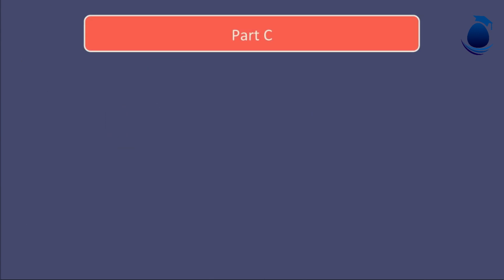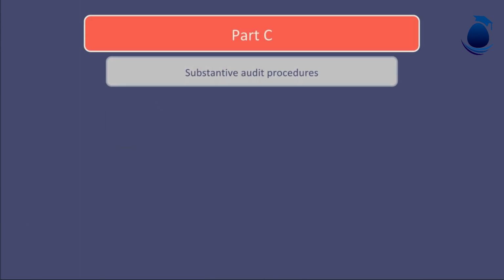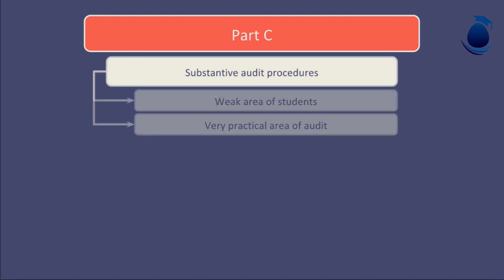The remainder of this question focuses on the design of substantive audit procedures. This area continues to be a weakness for many candidates. This is largely due to it being a very practical area of the external audit. If you've never been an auditor, it's very difficult to picture what they would do to test the balances and transactions of a company for material misstatements.